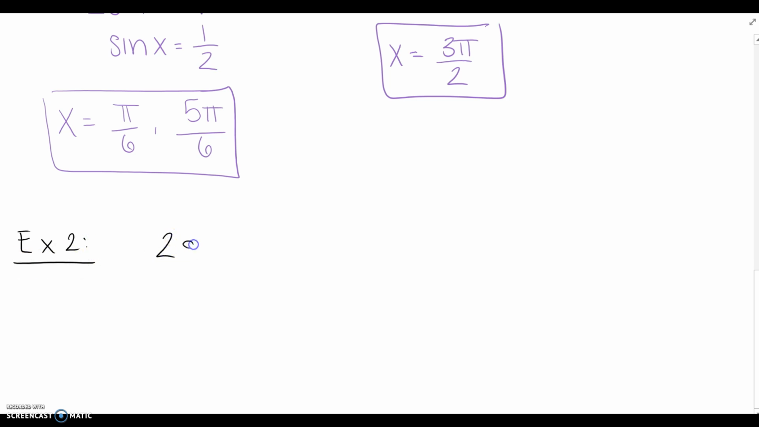So 2 sine of x times cosine x equals the square root of 2 times cosine x.